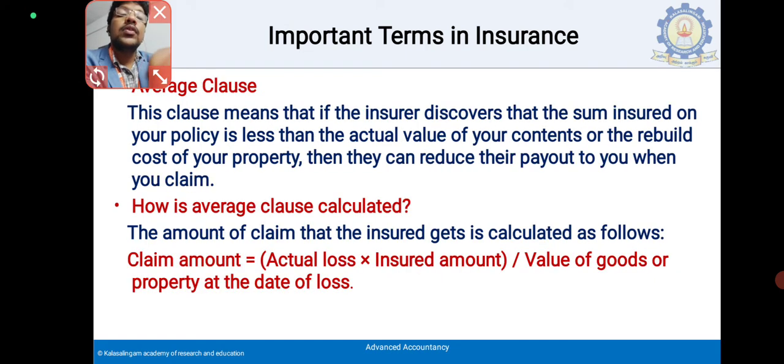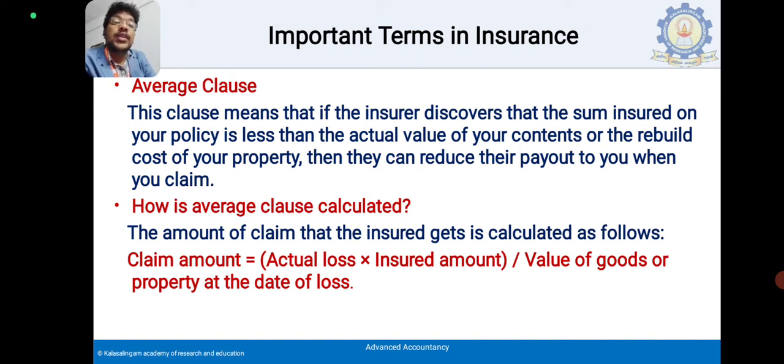Another term is the average clause. This clause means that if the insurer, meaning your insurance company where you made the insurance, discovers that the sum insured on your policy is less than the actual value of your contents or the rebuild cost of your property, then they can reduce their payout to you when you claim.